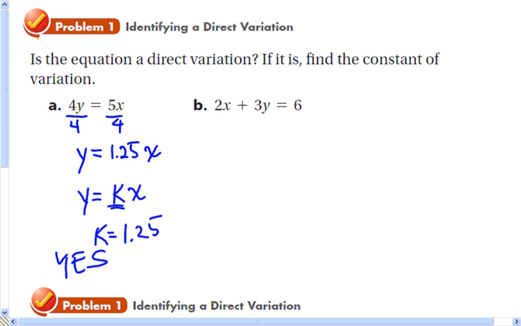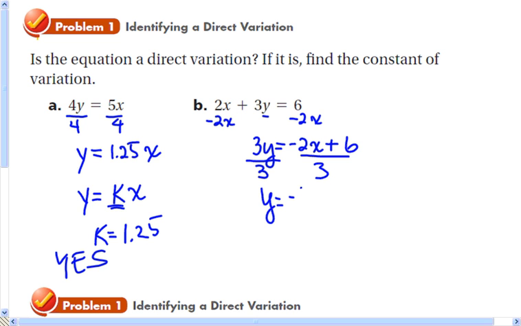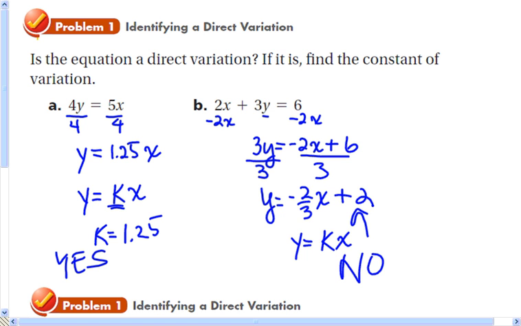We'll say yes. The second one, to solve that for y, we're going to use the subtraction property of equality. Subtract 2x from both sides. And now we get 3y is equal to 6 minus 2x, or negative 2x plus 6, using the commutative property. And now I'm going to use the division property of equality, divide both sides by 3, and I get y is equal to negative 2/3 times x plus 2. And this equation is not in the form y equals some constant times x, because we have this added 2 on the end, so this is not direct variation.